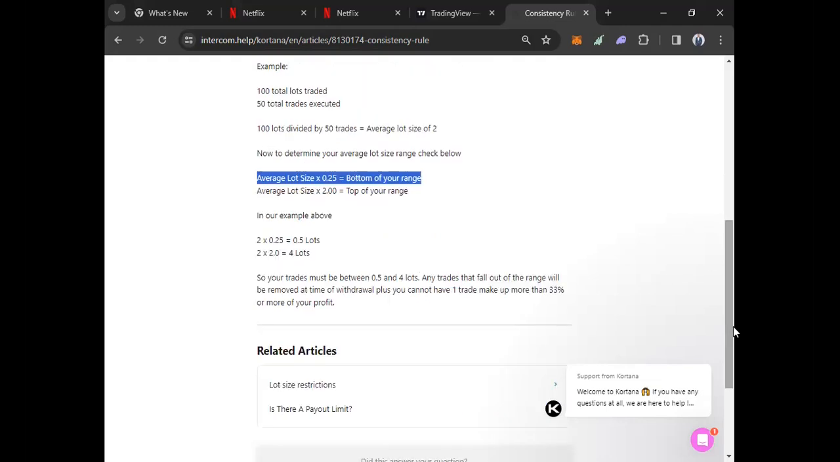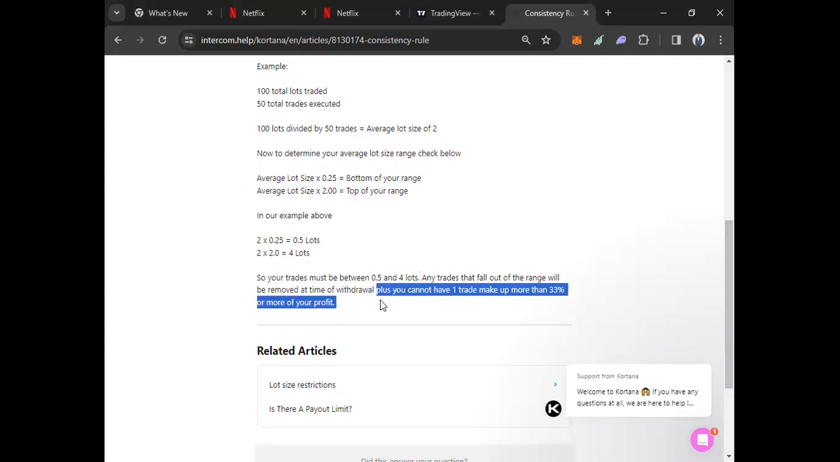So your trades must be between 0.5 and 4 lots. Any trades that fall out of this range will be removed at time of withdrawal. Plus, you cannot have one trade make up more than 33% of your profits. This is where we're having a lot of problems.